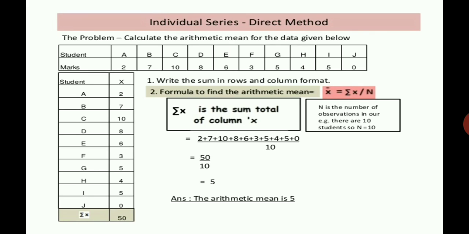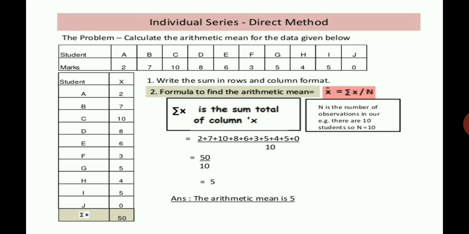Now, first we will take the individual series, and see how we can calculate the arithmetic mean by the direct method. The example given in the slide shows students A, B, C, D, E, F, G, H, I, J, and the values for those students are given as the marks obtained by them. That is 2, 7, 10, 8, 6, 3, 5, 4, 5, 0.